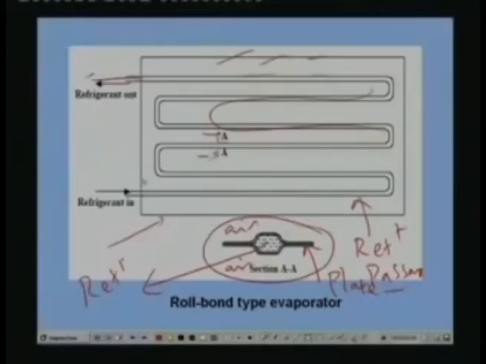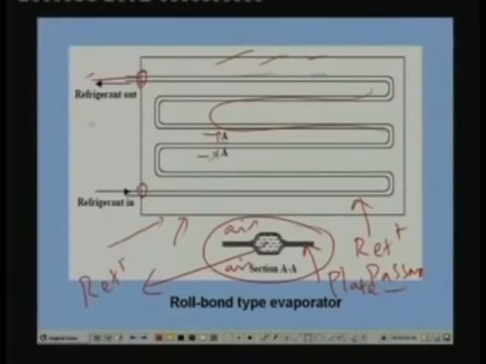So what you have is a single plate, which is made of two separate plates, a single plate consisting of inbuilt refrigerant passages through which refrigerant can flow. So that is what is shown here. Finally, when everything is over, the inlet and outlet tubes are welded to the roll bond type evaporator. Through this tube refrigerant enters and from this it comes out, and this plate can be bent into any form.